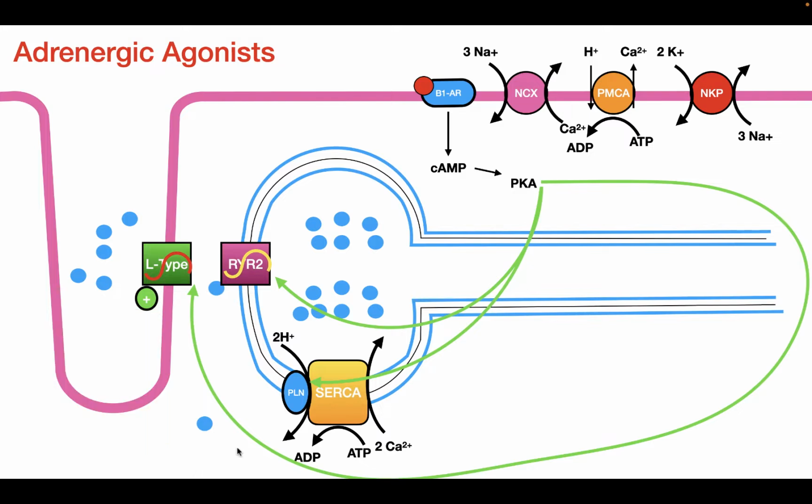So another thing that the beta-1 adrenergic receptor can do is that the Gs protein that you stimulated or activated can actually open L-type calcium channels, which allows more calcium to flow in, which allows an increase in calcium levels in the cytosol, which therefore increases the contractility. So the beta-1 adrenergic receptor agonists are going to increase contractility by increasing the amount of calcium in the cytosol.